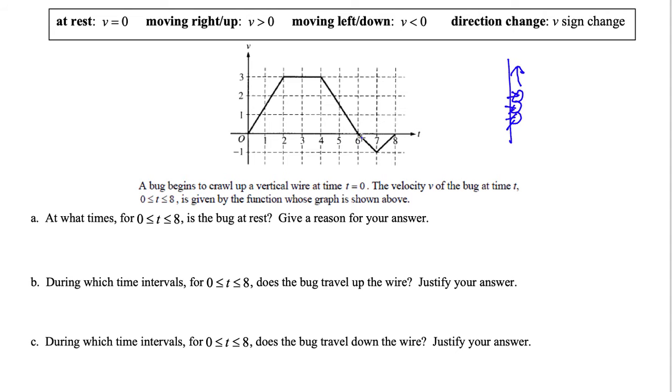So this one, it's going to be at rest at these 3 points because at rest is where I'm equal to 0. I don't care about any sign change. It's just equal to 0. So I'm going to say v is equal to 0, 6, and 8. Why? Give a reason. So you always have to say because velocity is equal to 0. Done.